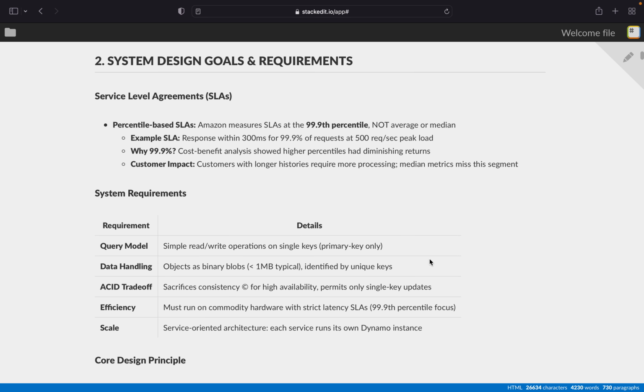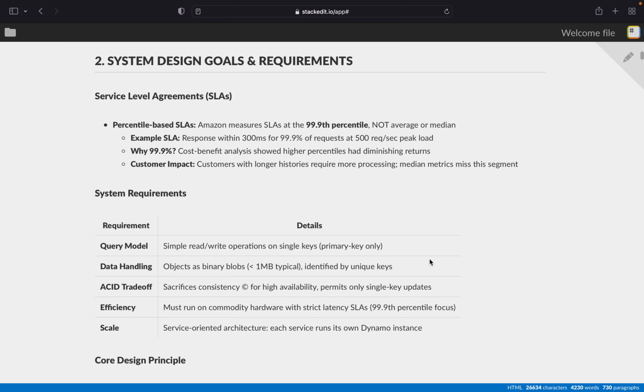Here it talks about the requirement of simple read and write operations on single keys. If you talk about relational databases, they provide a lot of complex queries as well, whereas adding items to the cart or removing items from the cart requires very basic operations like put or get operations. That's it, nothing fancy.